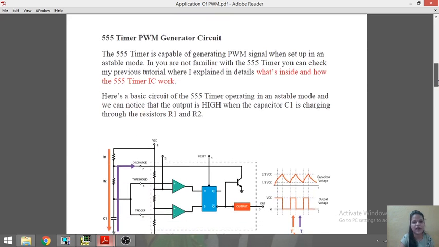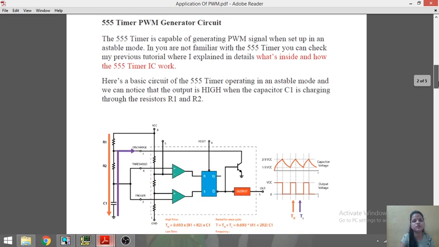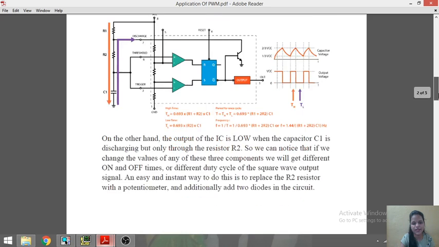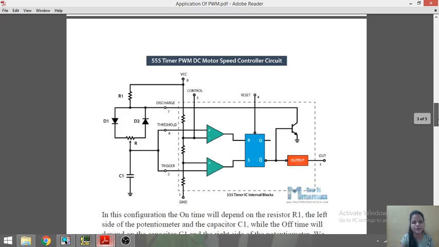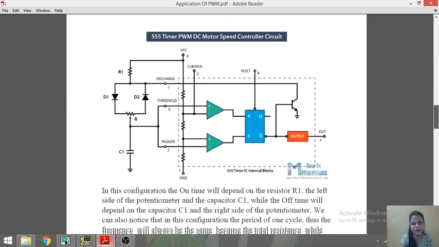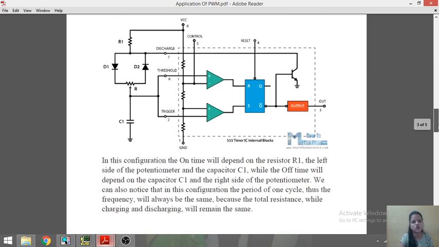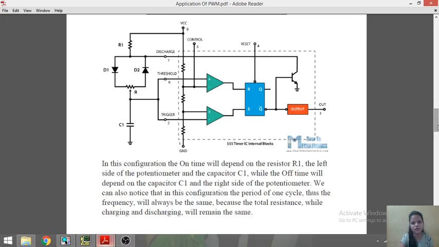So the 555 IC PWM generator circuit, I already explained this. So here is the 555 timer PWM DC motor speed control circuit. You can see here in this configuration the on time will depend on the resistor R, the left side of the potentiometer, and the capacitor C. The off time depends on the capacitor C and the right side of the potentiometer.